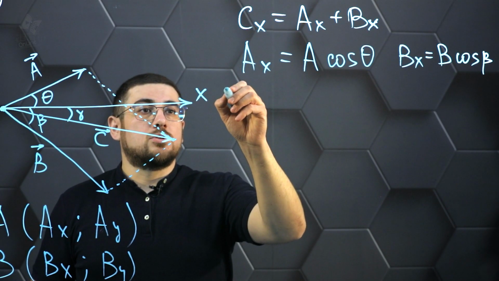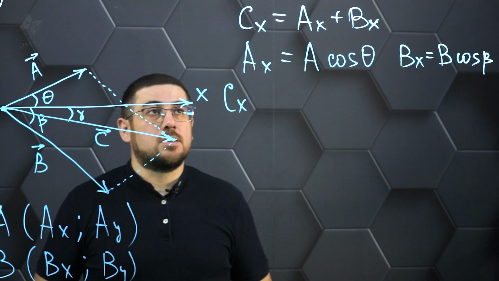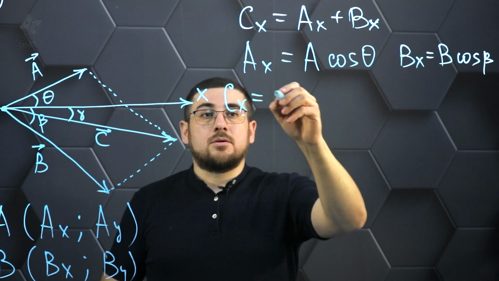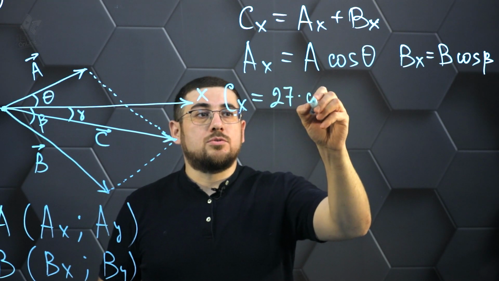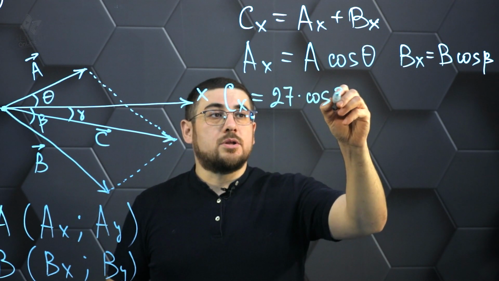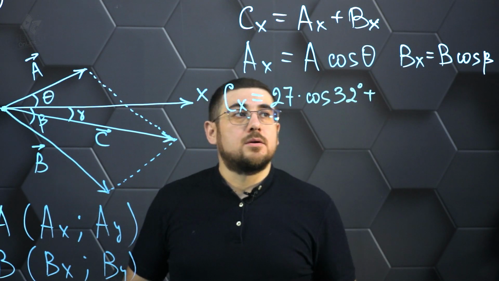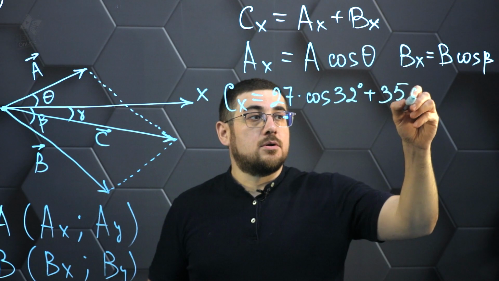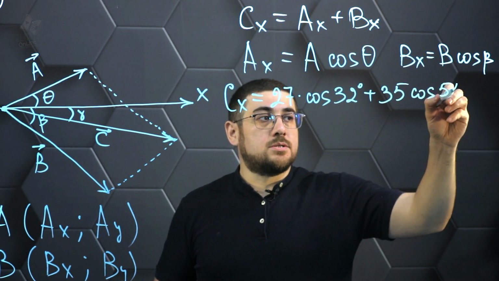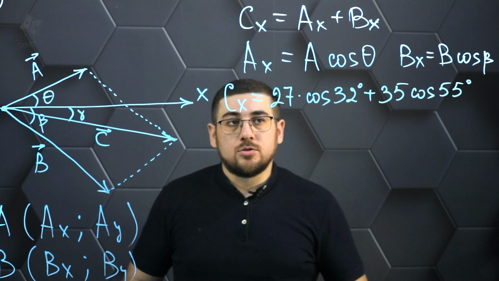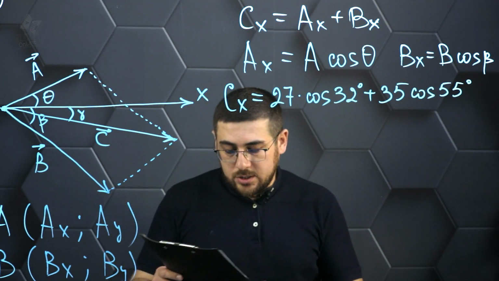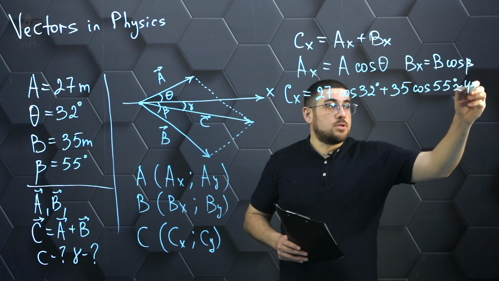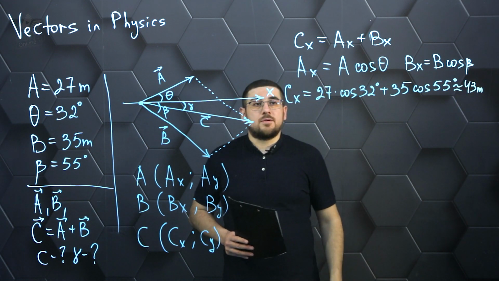Therefore, immediately let's write down what the component of the vector C will be on this axis. So, the value is 27 meters multiplied by the cosine of 32 degrees, plus 35 meters multiplied by the cosine of 55 degrees. Given that we have angles here that are not tabular, of course we get a not quite even answer. Approximately 43 meters will give us the component Cx.